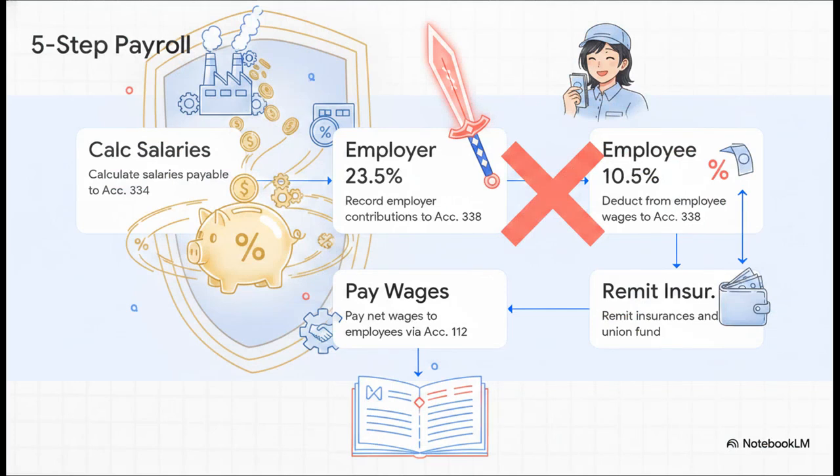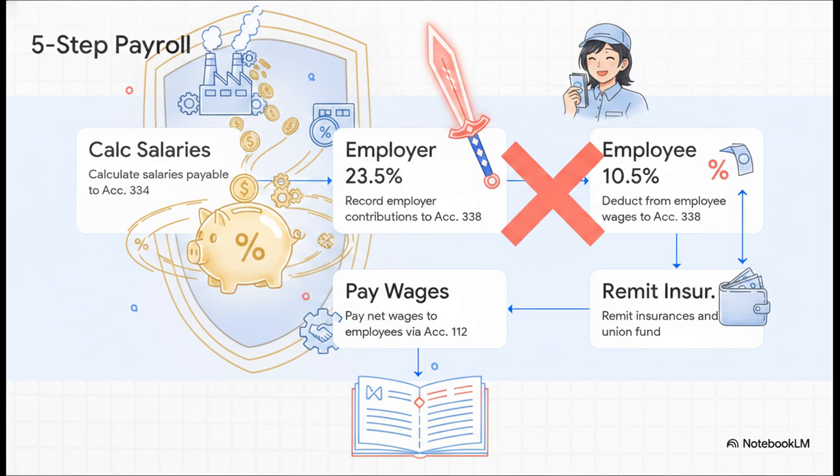So, we've got our materials, and now we need people to actually do the work. Listen up, because this is a massive trap that students and, honestly, even rookie accountants fall into all the time. The payroll accounting process has 5 basic steps. Calculate salaries, calculate employer contributions, calculate employee deductions, remit the insurance, and finally pay out the net wages. The absolutely crucial parts are steps 2 and 3. You cannot mix these up.